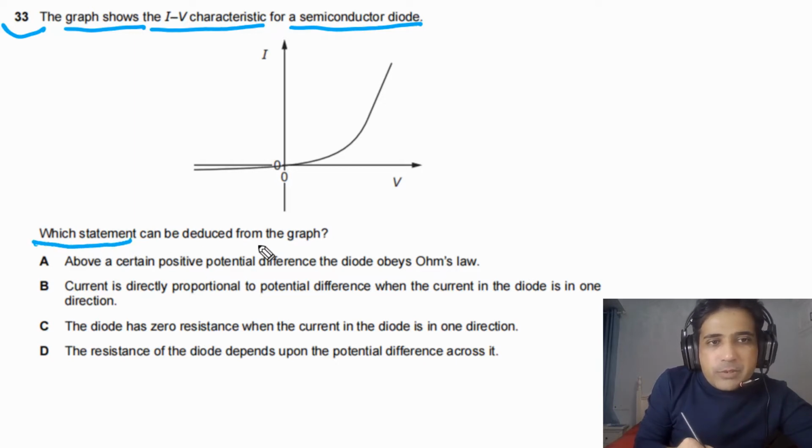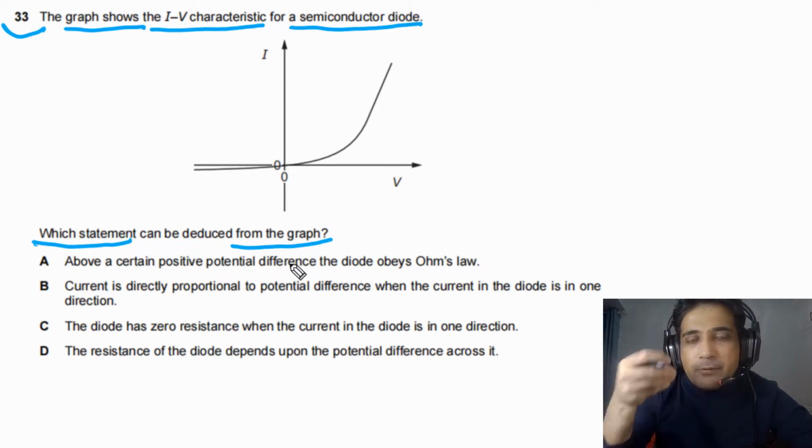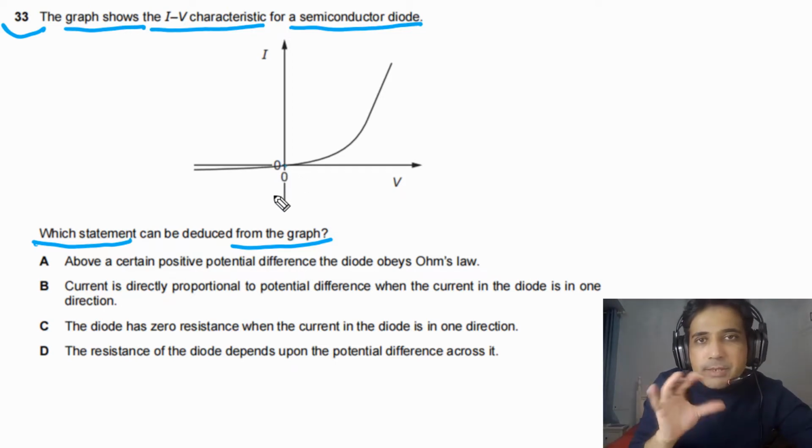Which statement can be deduced from the graph? This question is simply about understanding of this graph. If we have clear understanding of this graph, we can answer this question very quickly. Let's try to understand a little bit about this graph first of all.